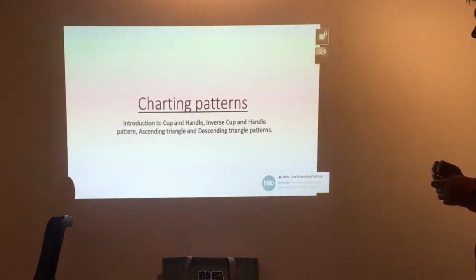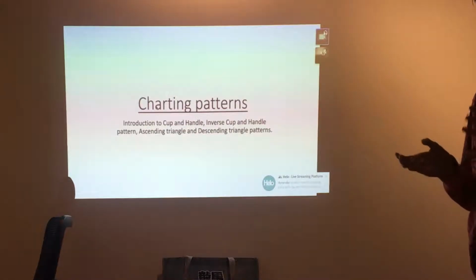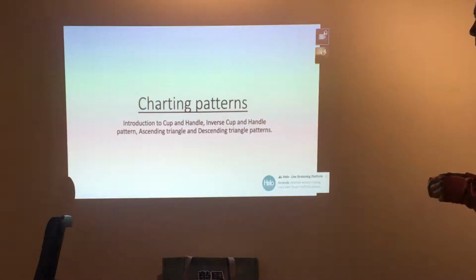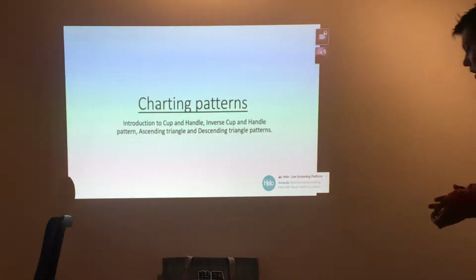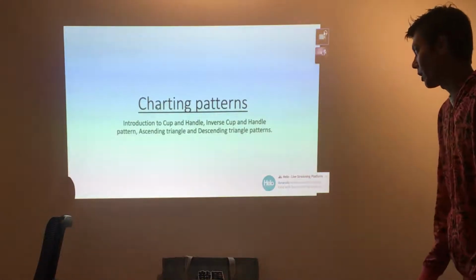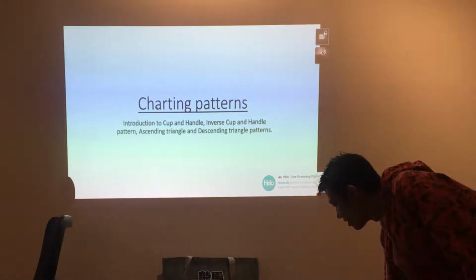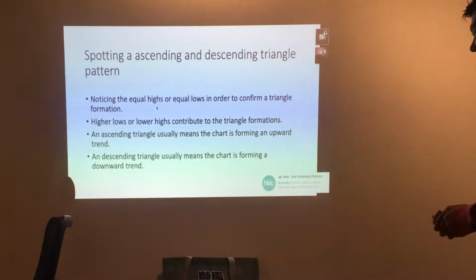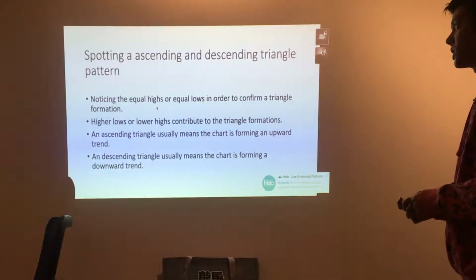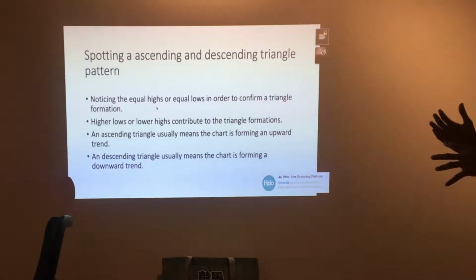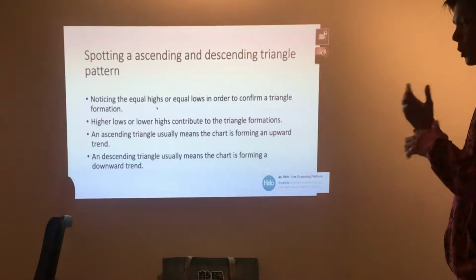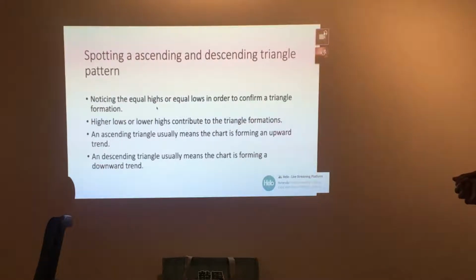These patterns are slightly different from the previous ones that we learned, but they roughly do the same thing. So I'll show you a few of the patterns and what they mean. Spotting an ascending and descending triangle formation, the first thing you have to notice is the equal highs and the equal lows in order to form the triangle formation. Later I'll show you more examples of what I mean.